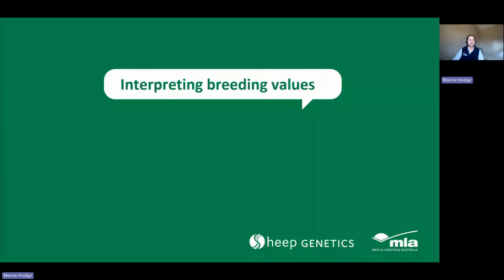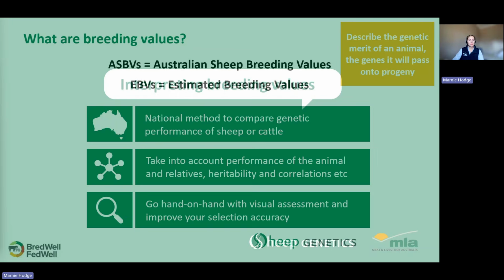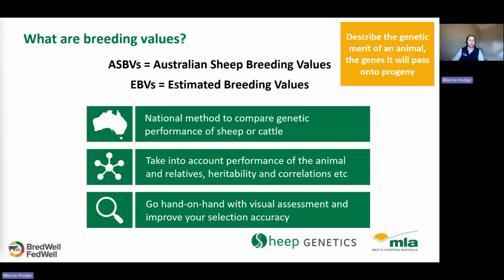Part of the video series Understanding Genetic Tools, we'll be looking at interpreting breeding values. So first up, what are breeding values? Simply put, a breeding value describes the genetic merit of an animal, so it looks at the genes that it will pass on to its progeny.